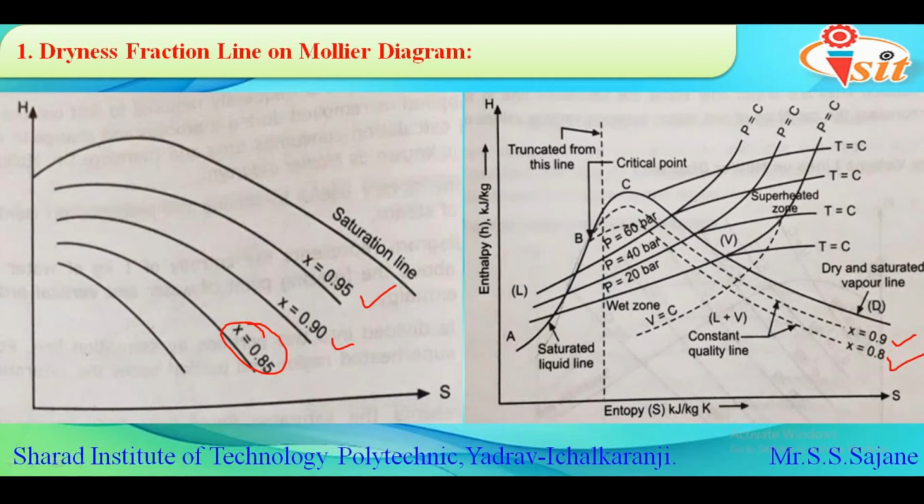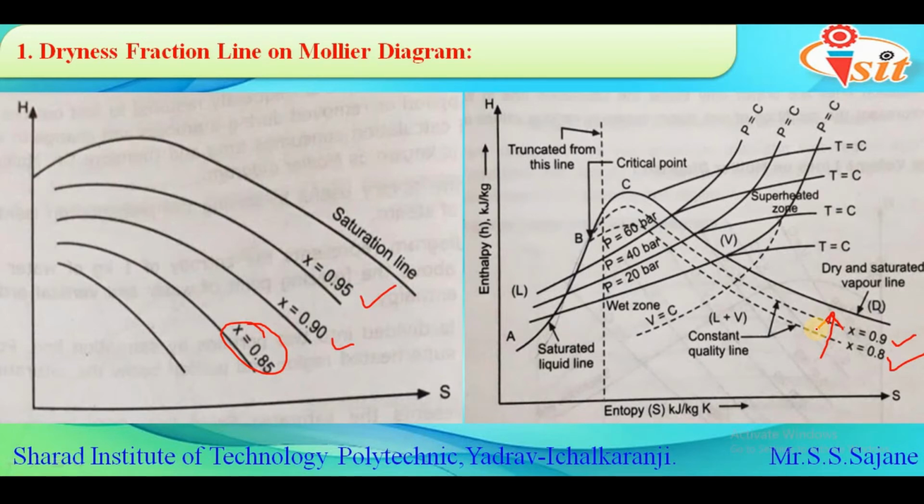The value of dryness fraction varies from 0 to 1. So you can see that as we move closer to the saturation line, the value of dryness fraction goes on increasing. So if we consider the saturation line itself, then for this line the value of dryness fraction, that is x, will be equal to 1.